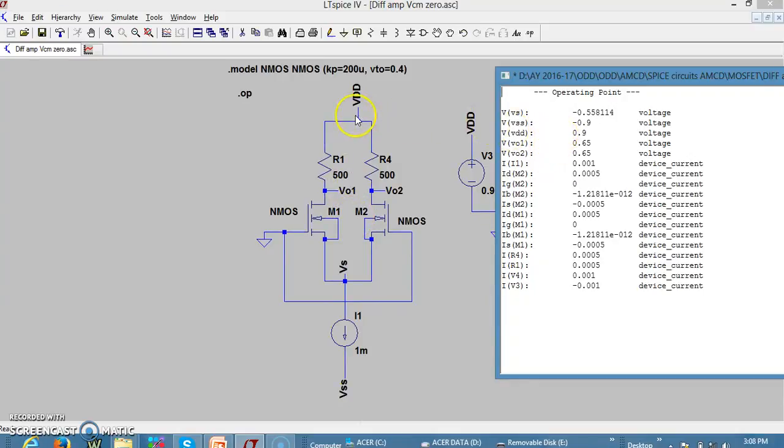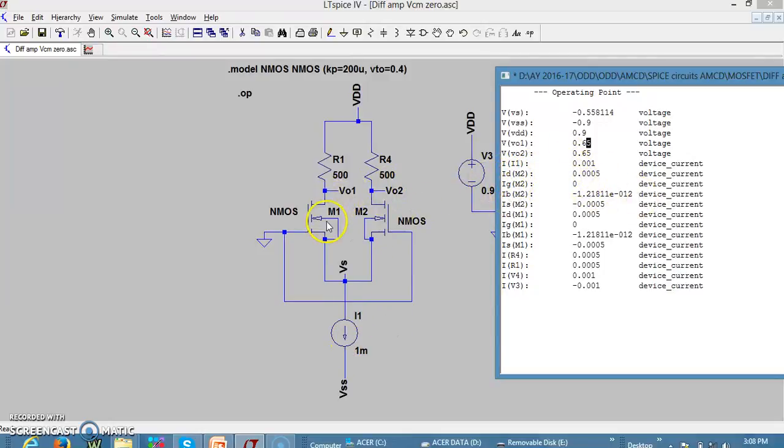And the VGD is 0.9, and we have the output voltage. Since all these are DC voltages, since we are considering the large signal analysis, the voltage at VO1 is 650 millivolts, so that's what is desired, and of course which is the same at the second drain also, and we have a tail current of 1 milliampere.